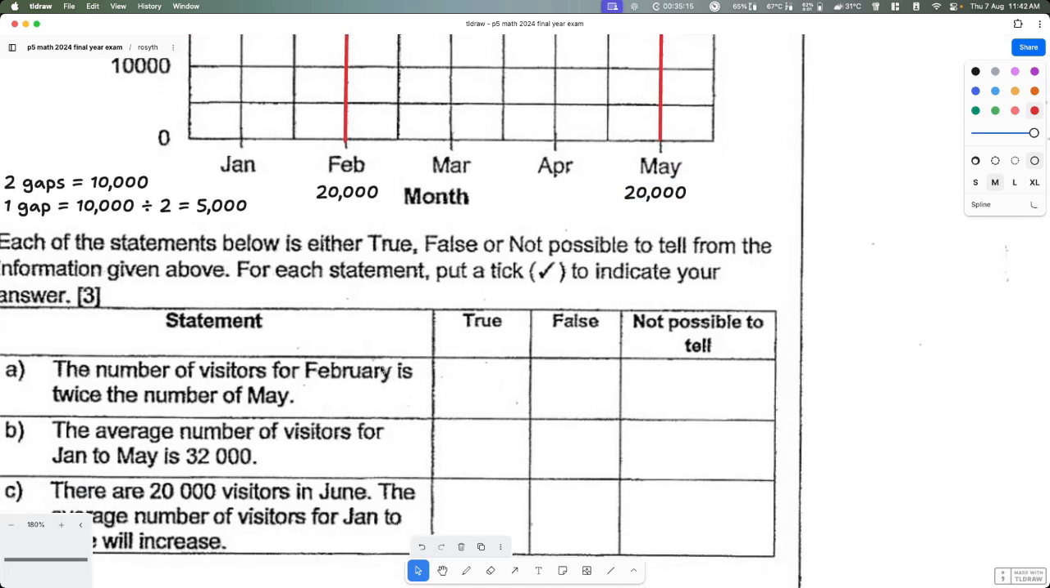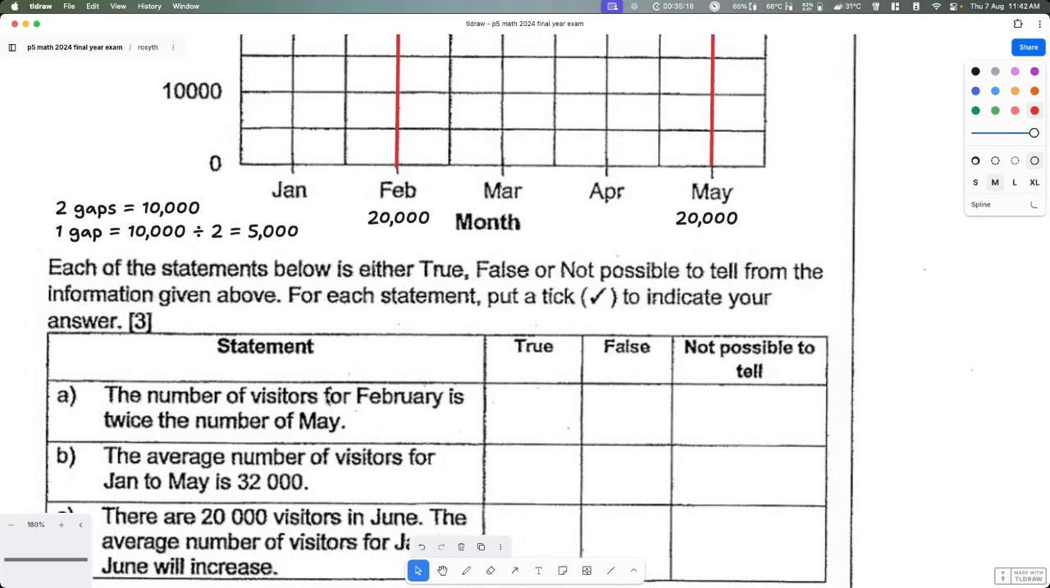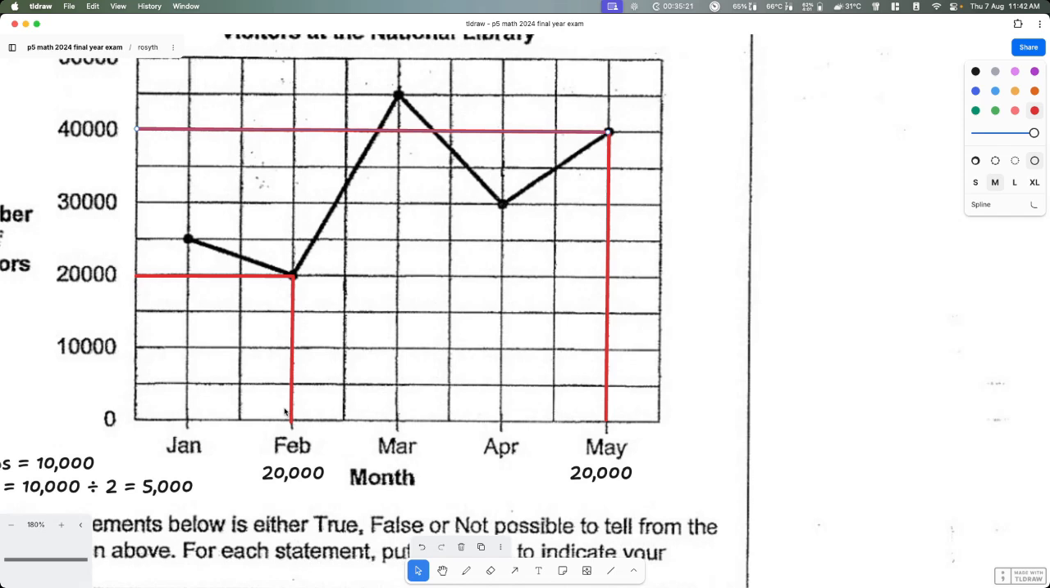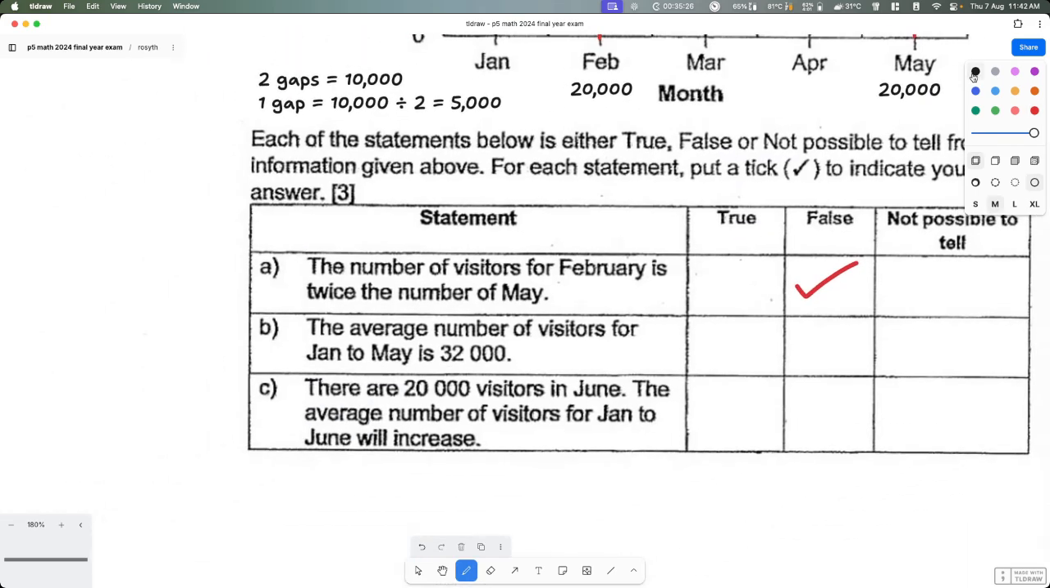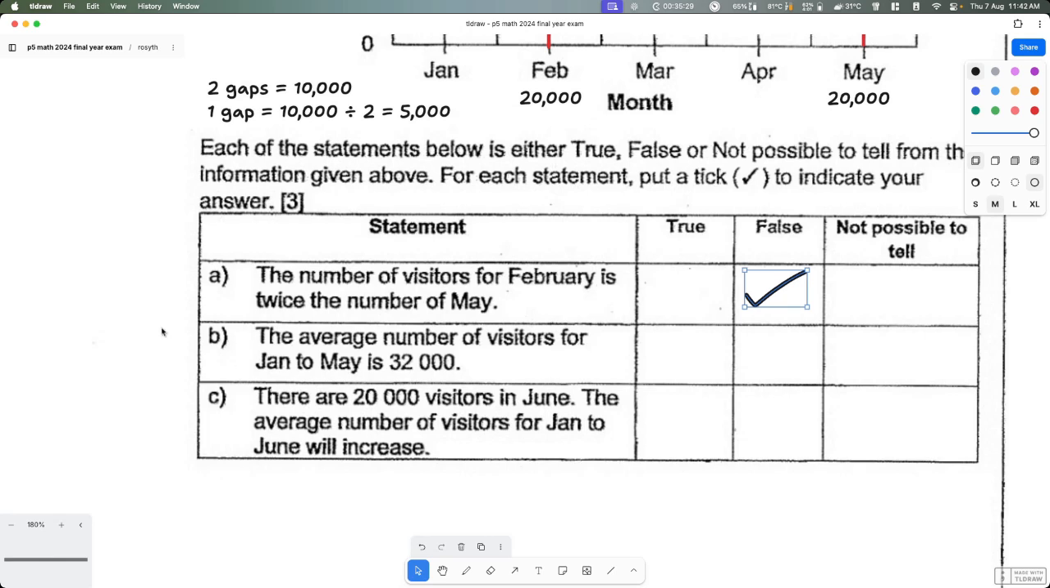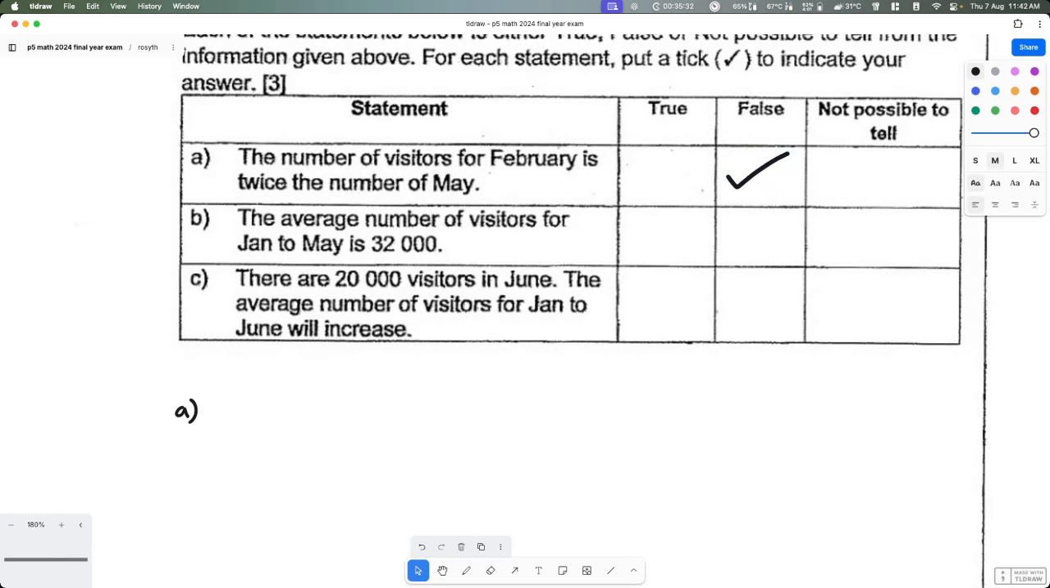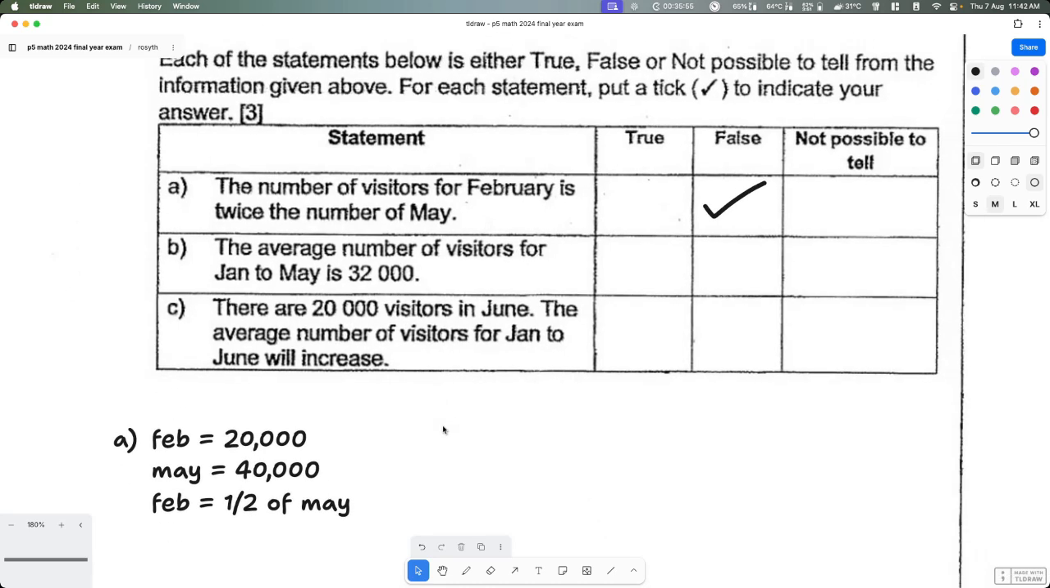So the number of visitors for February is twice the number of May. So this is actually false, right? Okay, so in this case, let me put this as black, put A. So Feb is equal to 20,000, May, right? Let me just put like this. Okay, A over here, Feb is equal to 20,000, May is 40,000, so Feb is equal to half of May. So in this case, it's false, right? Okay, so let's go for B.